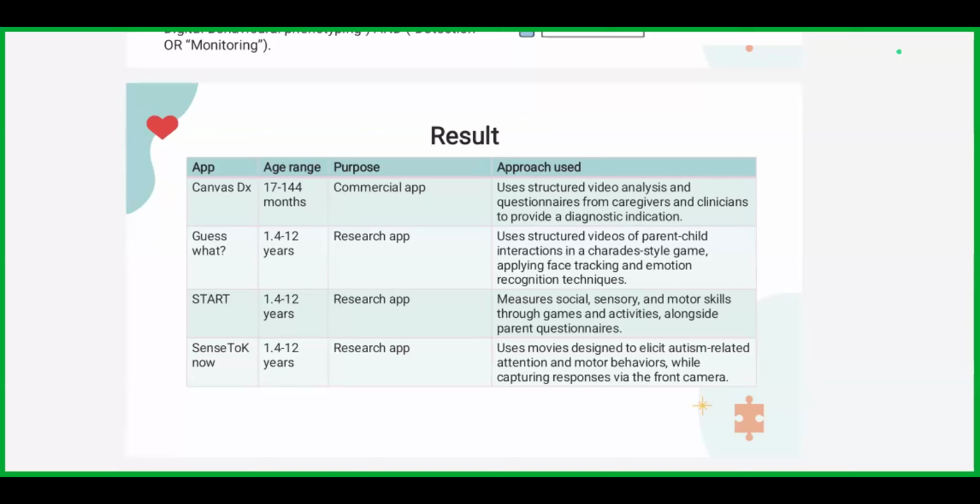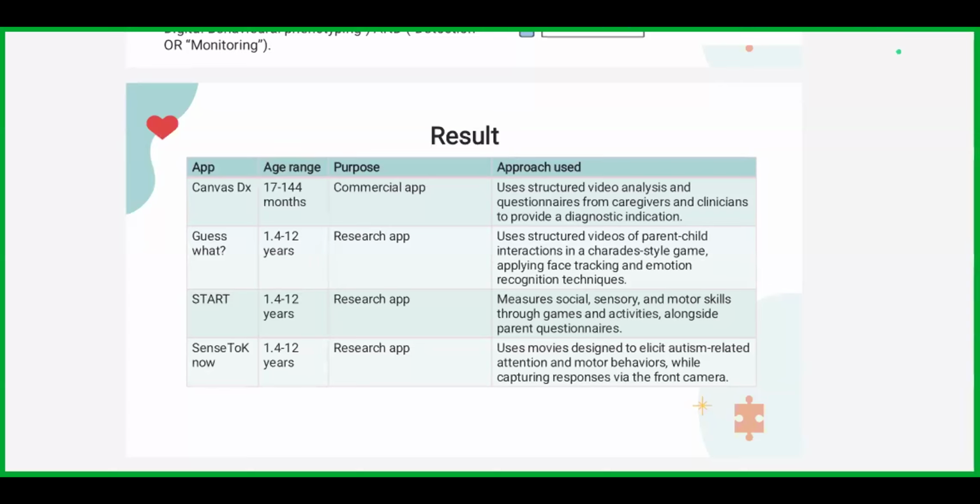And the other three apps are Guess What, Start, and Sense Talk. These are research apps. They are not being used in commercial settings till now, as they have some limitations. The limitations need to be addressed first, so that they can go to the clinicians and be used for diagnostic purposes in clinical settings.